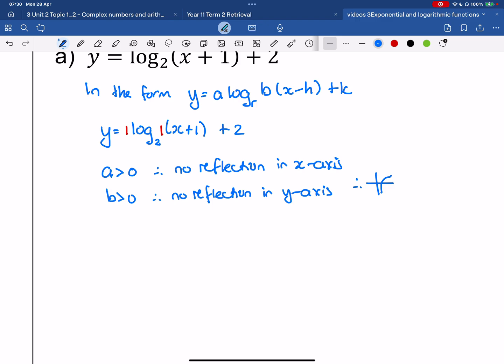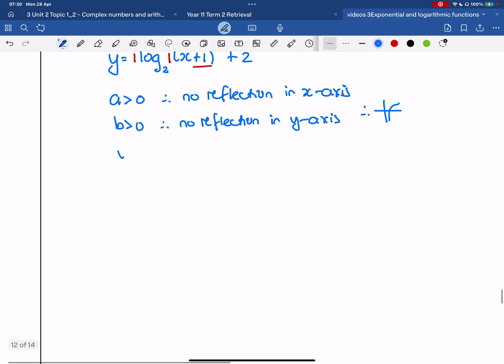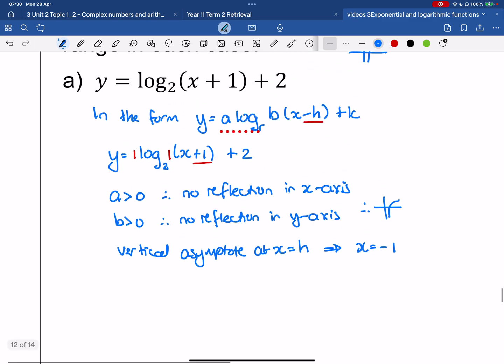I can also have a look and see, well, I have a horizontal shift of 1 towards the left, and that tells me where my vertical asymptote is. So our log graphs have got vertical asymptotes. So I can also say I have a vertical asymptote at x equals h. So that means that x equals -1 is where I have an asymptote. All right, so that's pretty much what I can get from the form.